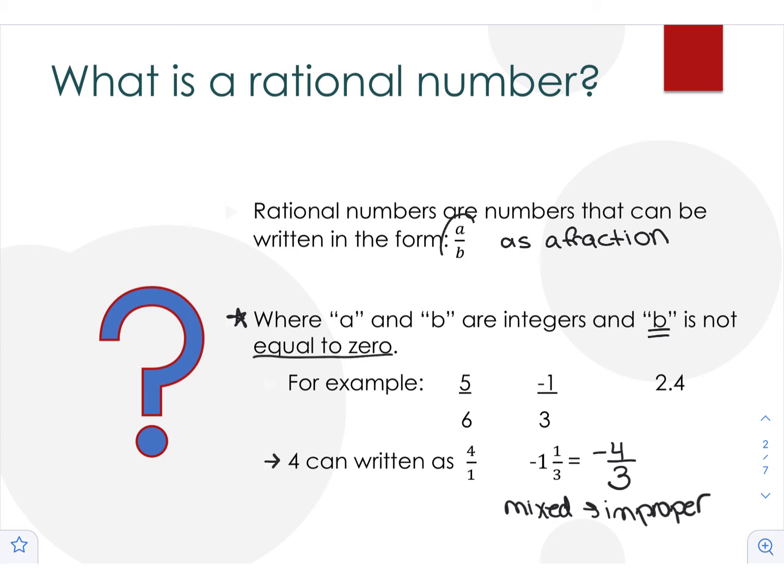Okay, so this form is very important, written as just a regular fraction. A over b, doesn't matter positive, negative, doesn't matter if the a is bigger than the b, but the b cannot be 0.